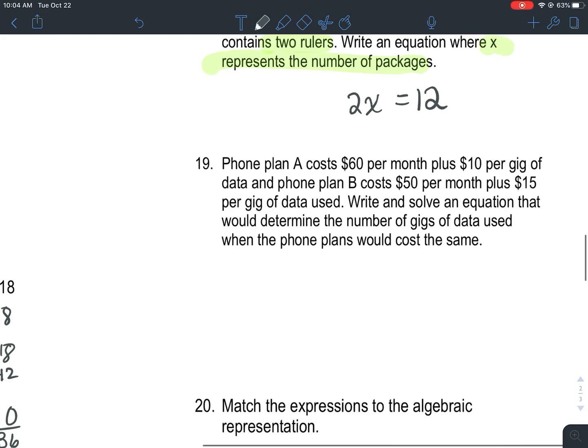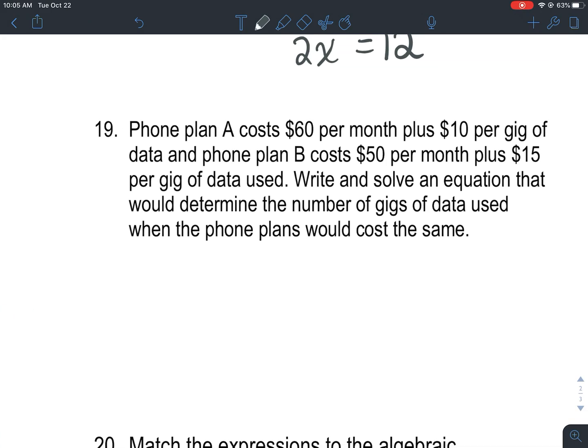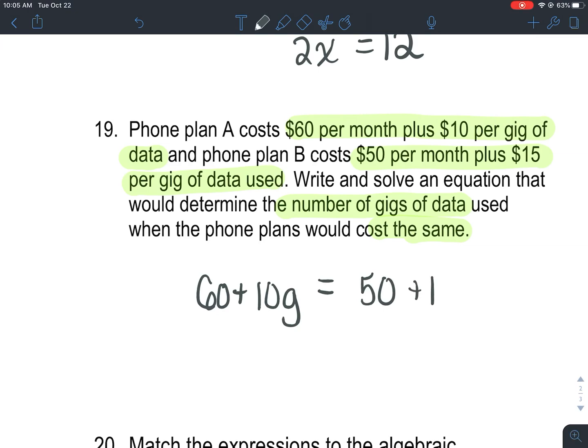All right, phone plan A costs $60 a month plus $10 per gig. So that's kind of the first part. And phone plan B costs $50 a month plus $15 data use. Write an equation that would determine what number of gigs, so there's your variable, of data used when the phone plan would cost the same. So we're looking for when phone plan A and phone plan B are equal to each other. So phone plan A would be $60 plus $10 per gig of data. And then the other side would be $50 plus $15 per gig.